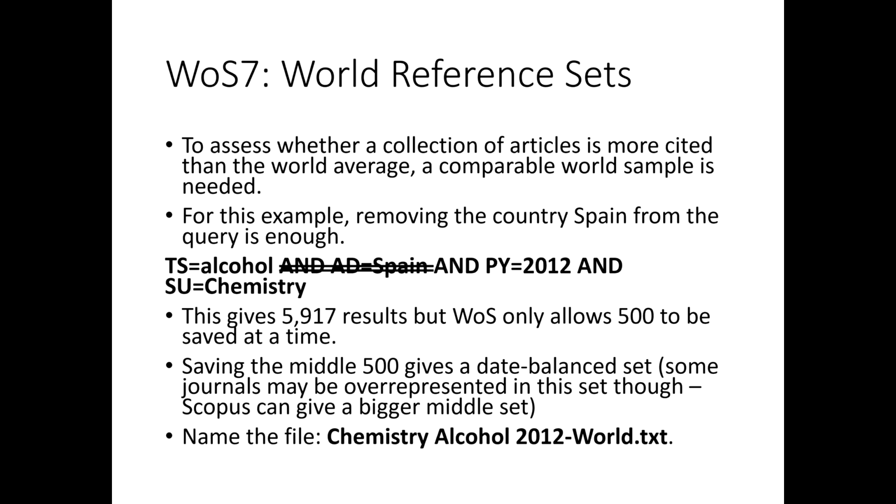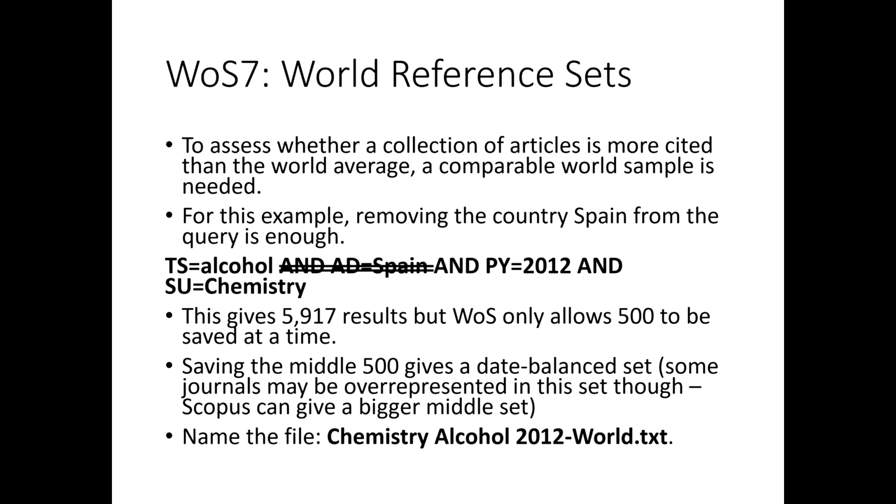And now we're going to get world reference sets. We're going to compare Spain to the world. And for the world reference sets, we repeat the first query but without the Spanish address part. So delete the AND AD=Spain and then submit the query again in the advanced search tab. This gives 5,917 results, or it did when I tried it. But the Web of Science only allows 500 to be saved at a time. So save the middle 500 to give us a date balanced set from the middle of the year.